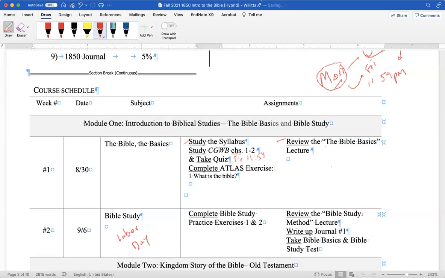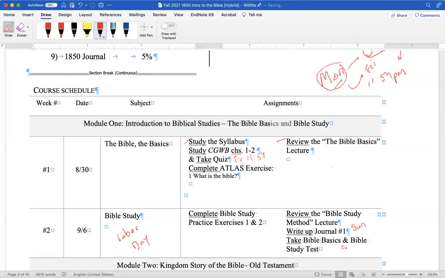But you'll review the Bible study method lecture, which again will be a PowerPoint lecture, like the Bible Basics. You will write up your first journal entry, which you turn in on Sunday, right? By 11:59. And then you take the Bible Basics Bible study test.